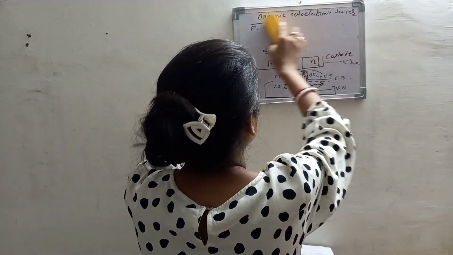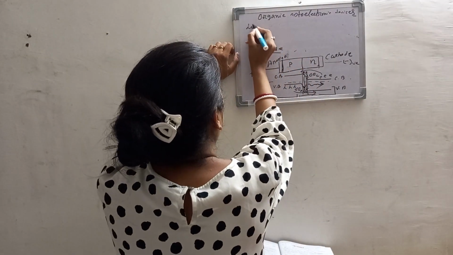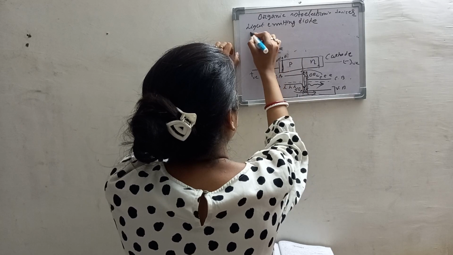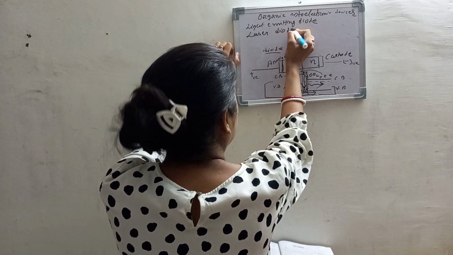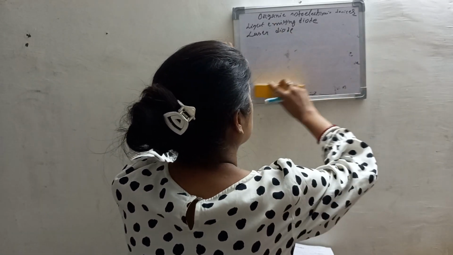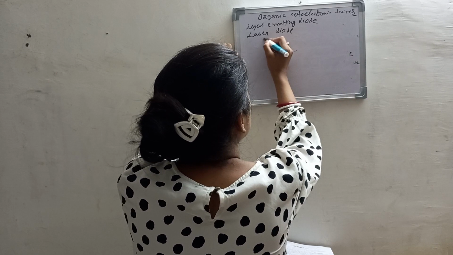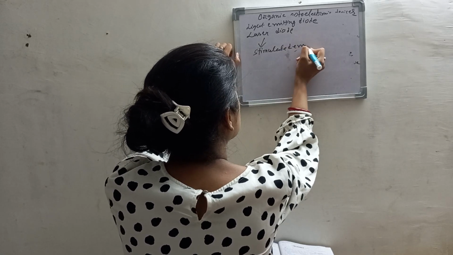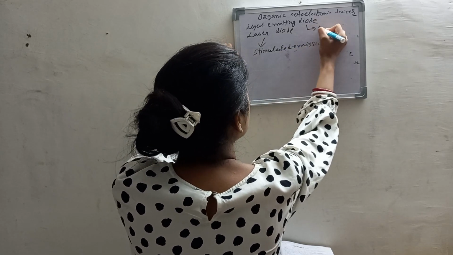Now coming to the types of emission. There are two different kinds of emissions: spontaneous emission and stimulated emission. Based on the types of emission, there are two kinds of light emitting sources: one is the light emitting diode and another is the laser diode. The laser diode is related to stimulated emission, and the light emitting diode is related to spontaneous emission.